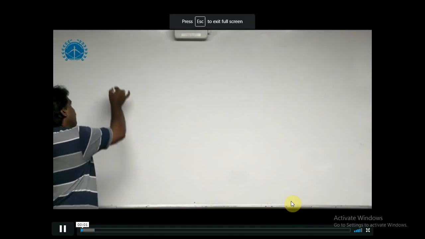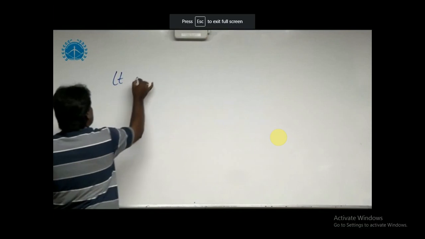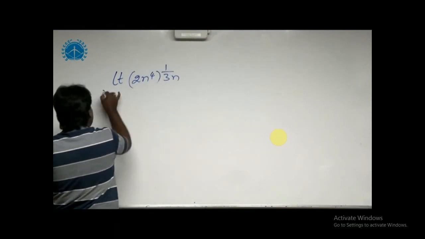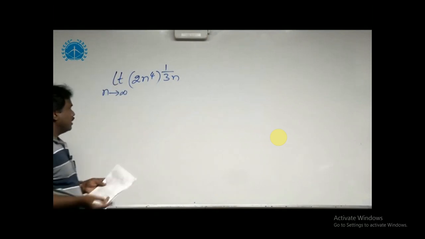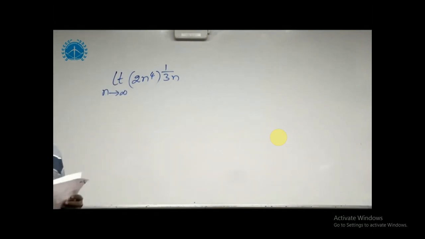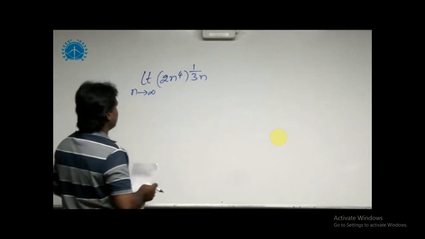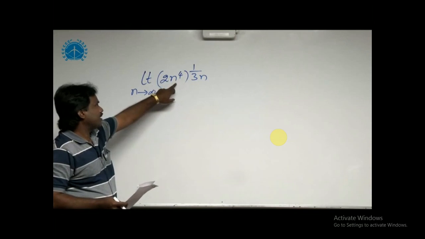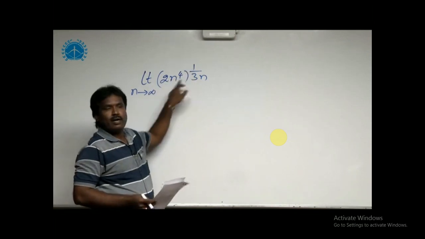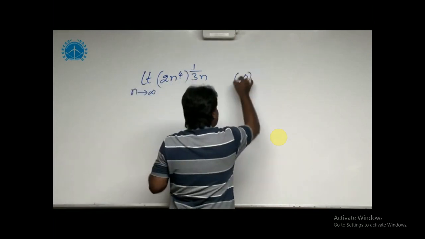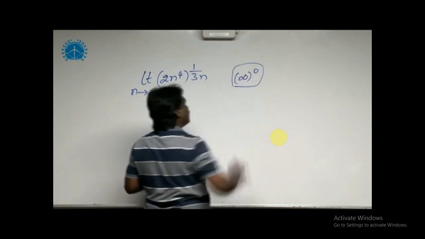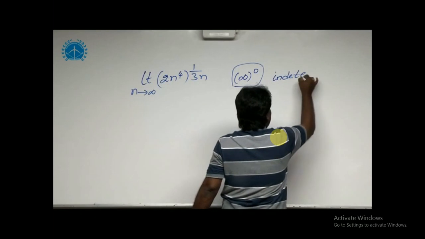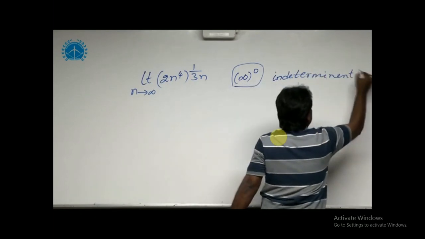Okay, here the limit of (2n to the power 4) all to the power of 1 by 3n as n tends to infinity. Generally in some limits we can apply the limit directly, but if you apply the limit concept here, as n tends to infinity, the inside of the bracket tends to infinity and the power is 1 by infinity. Approximately it is infinity to the power of 0, but infinity to the power of 0 is an indeterminate form. Once it is an indeterminate form, we are unable to apply the limit directly.